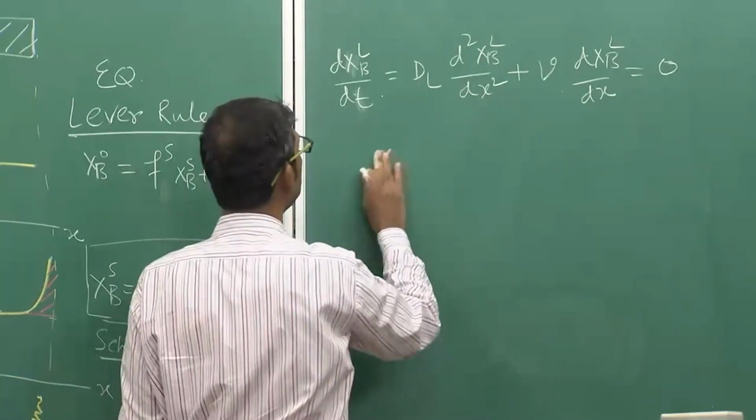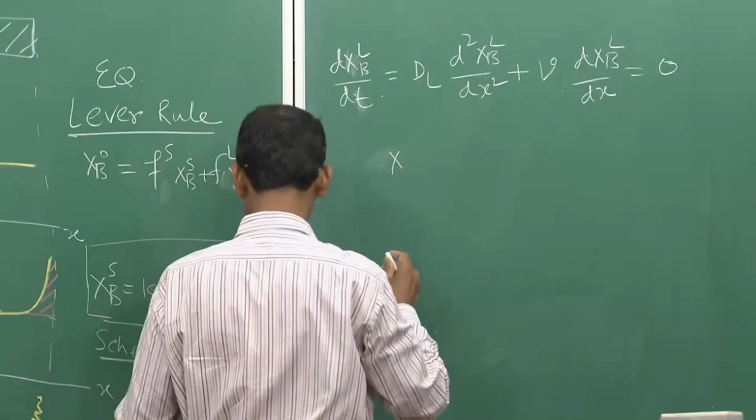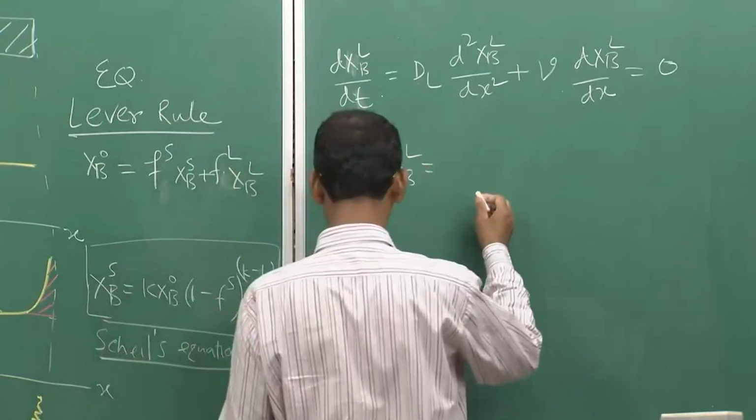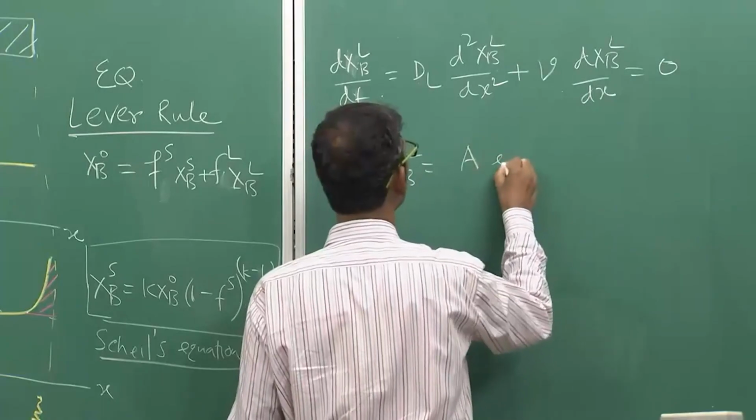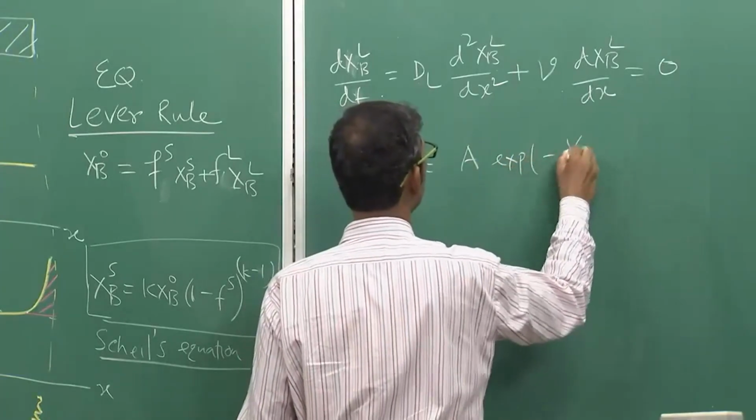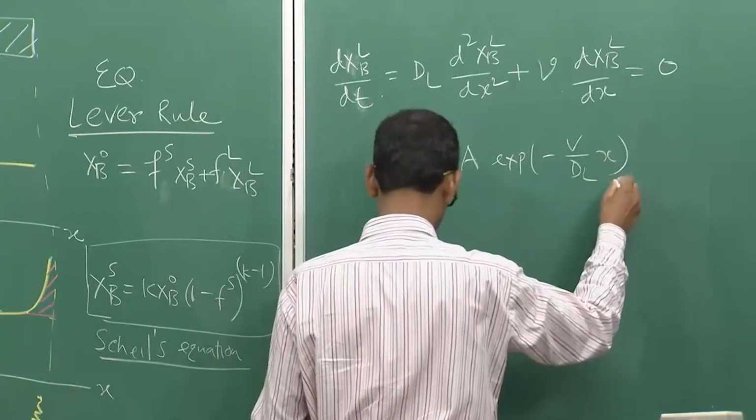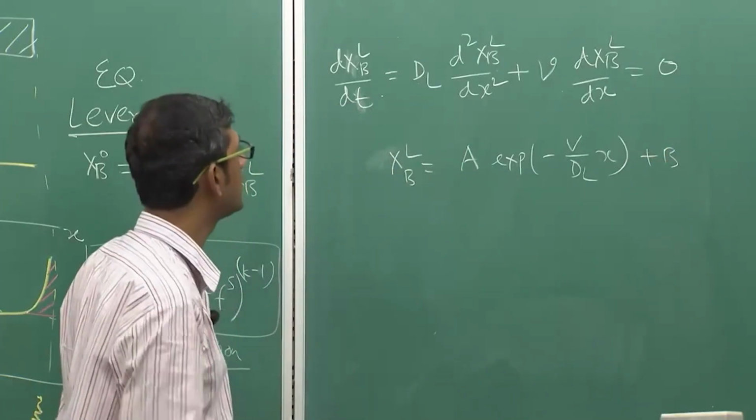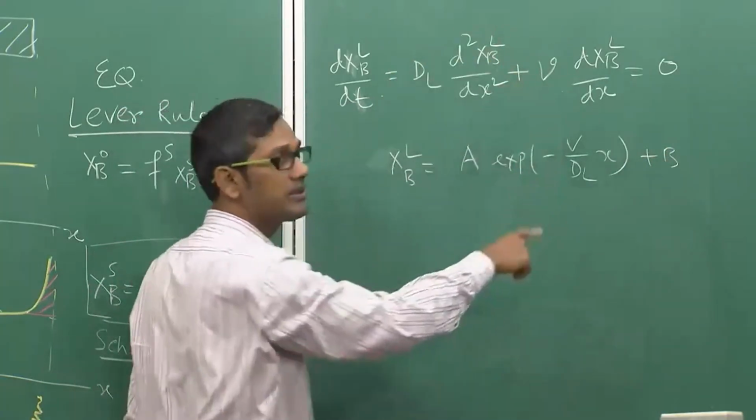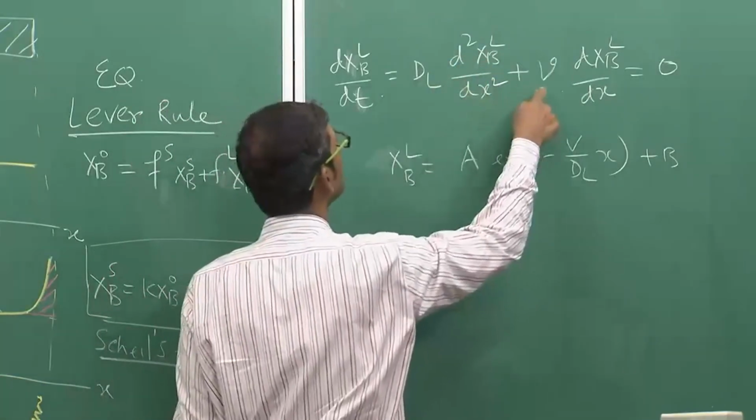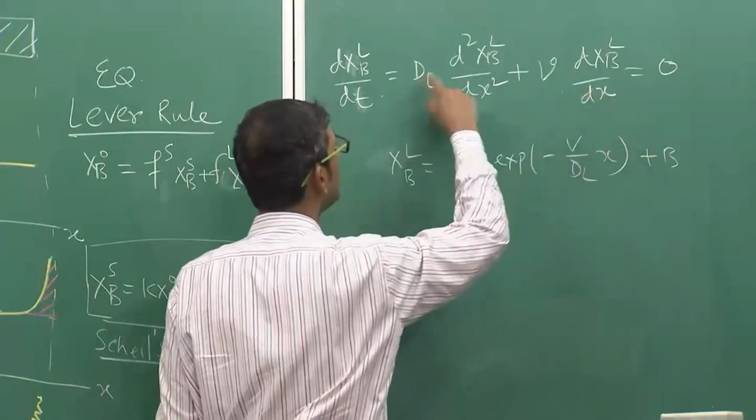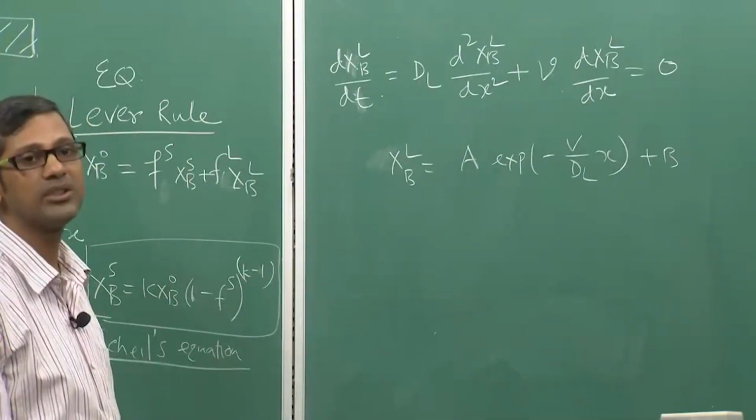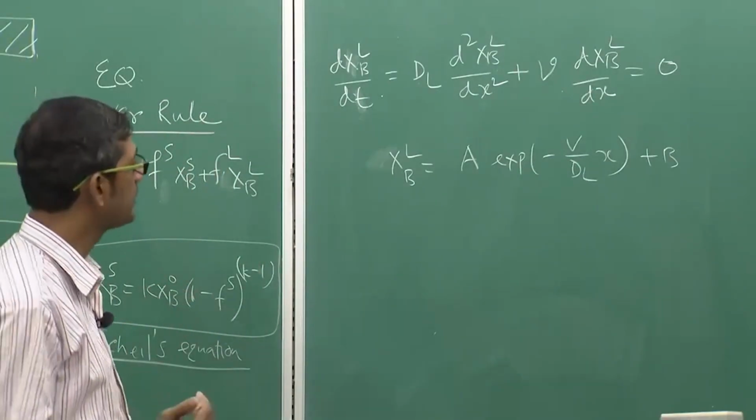I can get XL, right? Basically the solution will be very simple, very easy. It will be A exponential minus B by DL x plus B, where A and B are constants. You can see that. It is a second order differential equation, so d2x by dx2 is equal to minus v by DL multiplied by that. Okay, so then you can assume the solution of this equation is an exponential kind of solution, and you can do that.